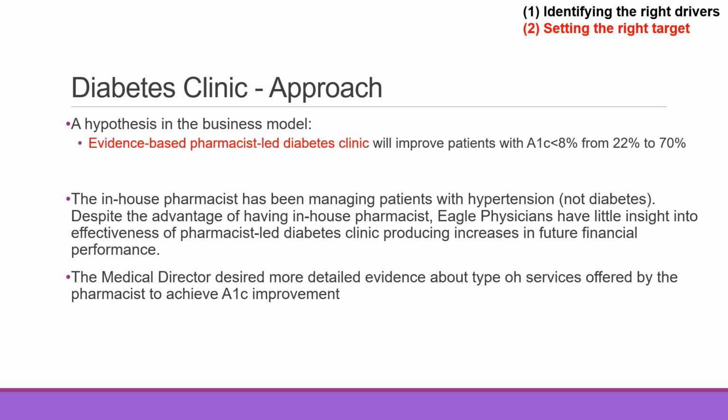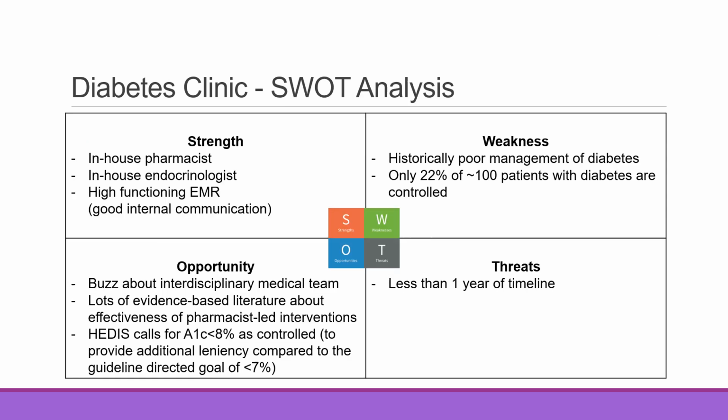So despite having the advantage of an in-house pharmacist, Eagle Physician has little insight into the effectiveness of a pharmacist-led diabetes clinic producing an increase in future financial performance. So your medical director is asking you for more evidence and more assessment. The first thing you need to do is recollect back from the strategic planning. You need to really assess what you have and what you don't have, and you can do that through the SWOT analysis.